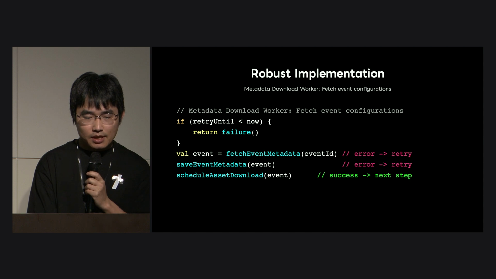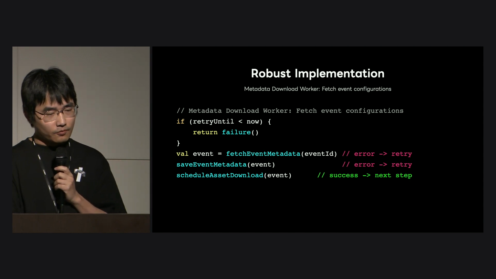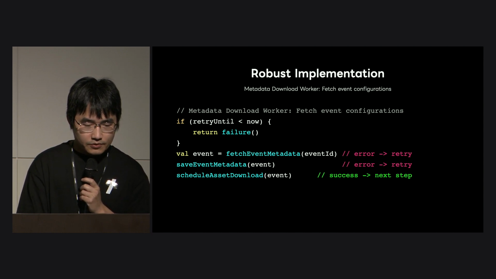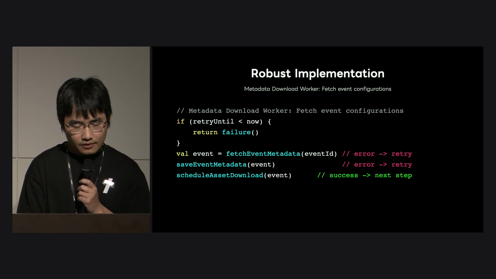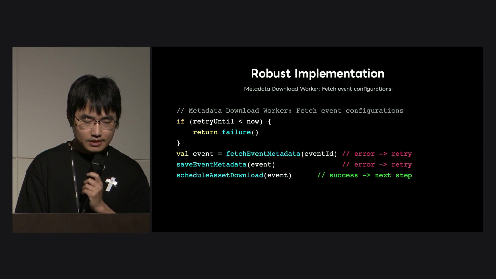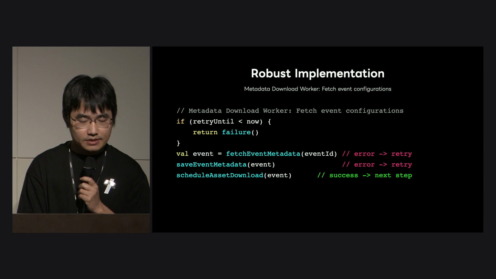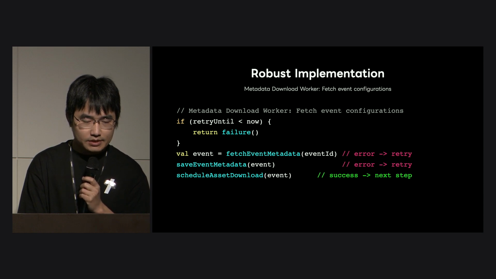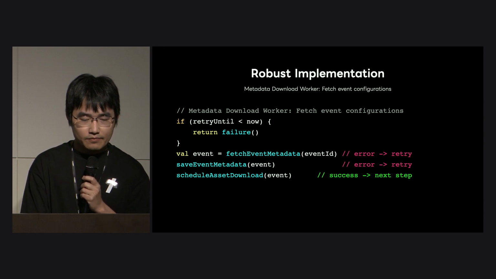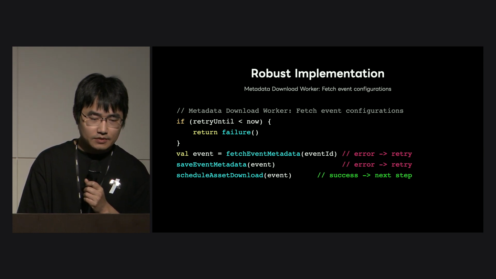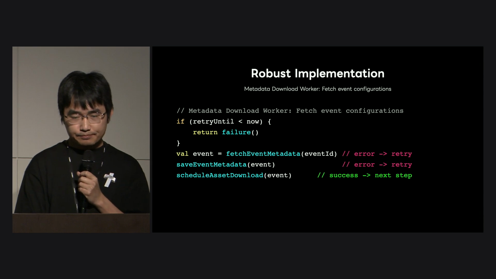Here is the actual implementation of the metadata download worker. First, we validate the retry window. Return failure if the retry-until time is due, to prevent the worker from executing again for this event. If the execution time is satisfied, this worker fetches the event metadata, saves the data into the Room database, and finally schedules the asset download worker. If any error happens, we retry this worker. And if the retry falls into the failure path, the worker ends.